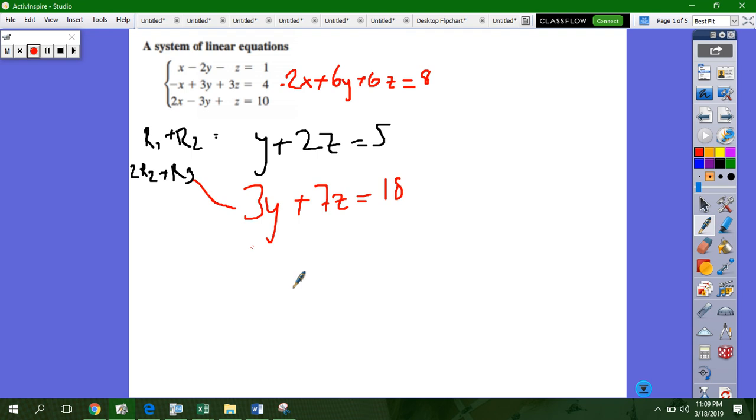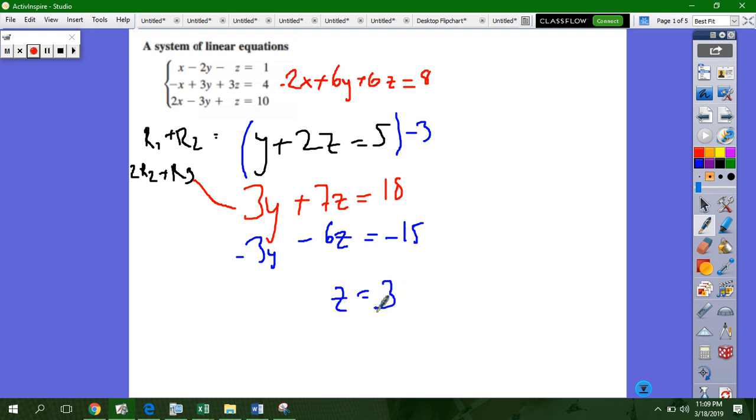Now, as we look at this, this looks exactly like what we did last time. It's like a system of equations with two linear equations. So I'm going to use elimination again, and I can eliminate the y's or the z's. It does not matter. I'm going to go ahead and eliminate the y's by timesing the top by negative 3, and I get negative 3y minus 6z equals negative 15. When I go ahead and add those, I get z equals 3.